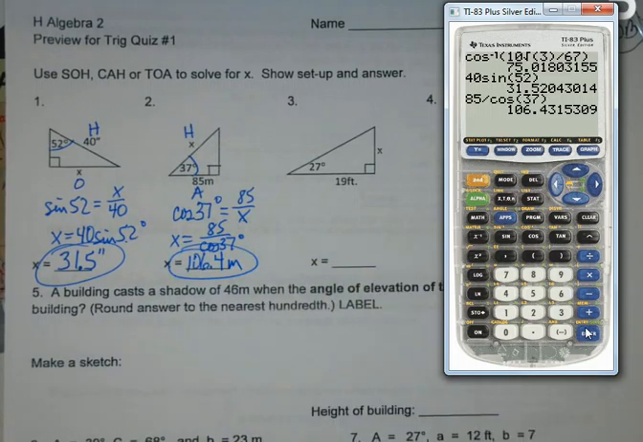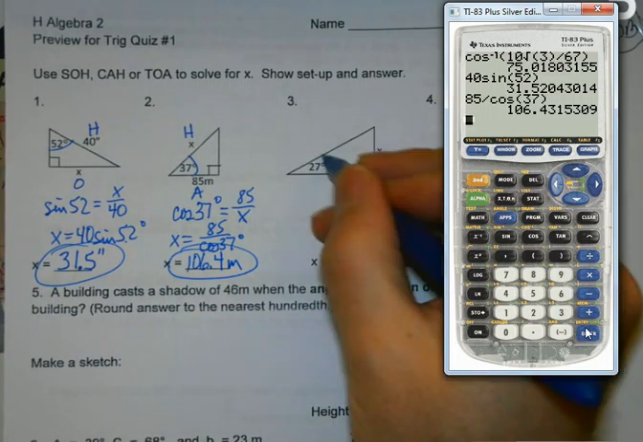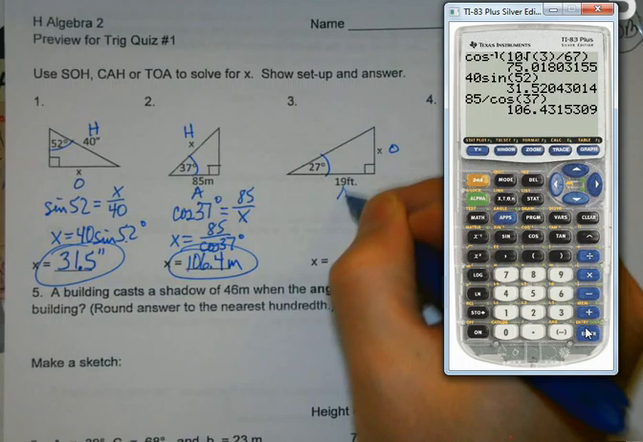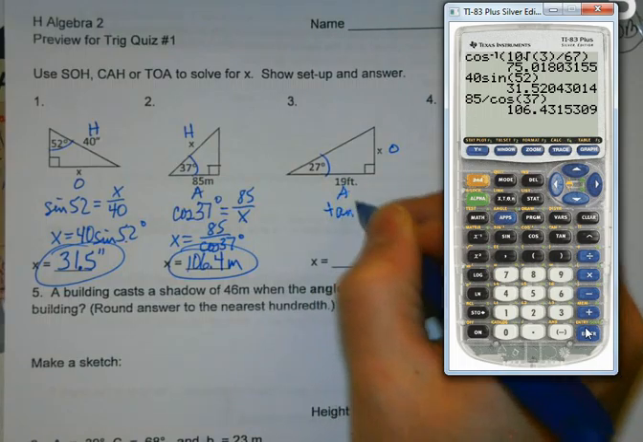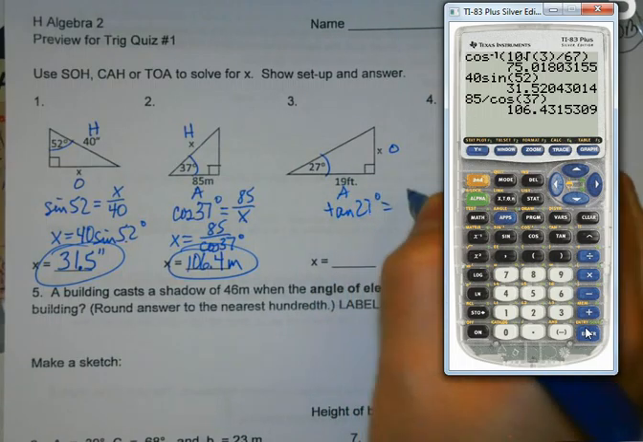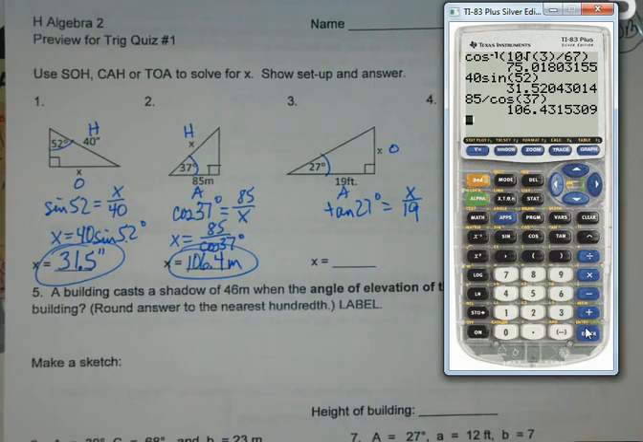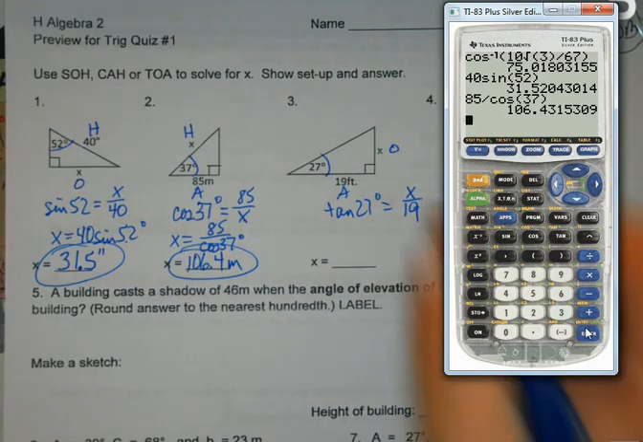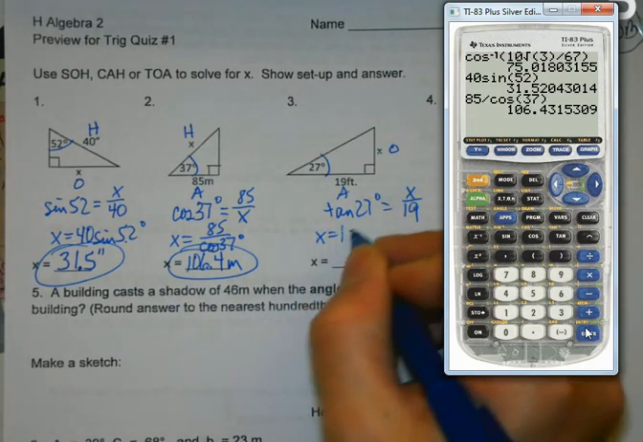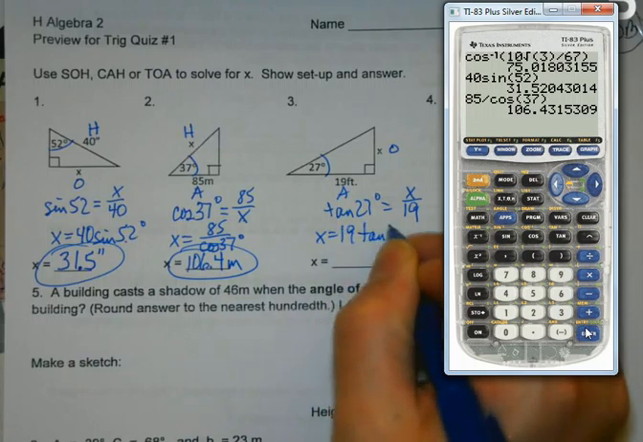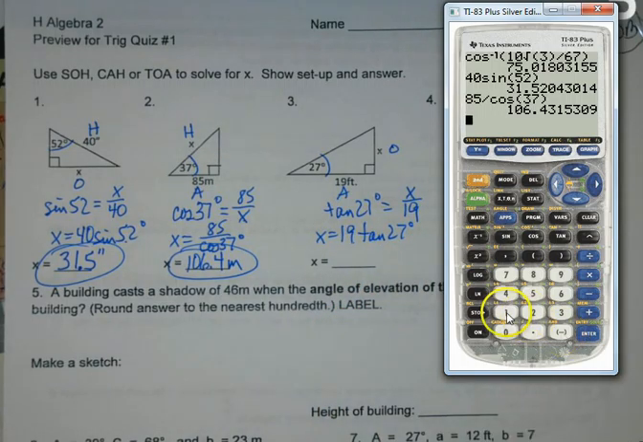And get my value. And I'm just going to keep running through these. Okay, opposite and adjacent, which is tangent. Again, here, my x value is up top, so I'm going to go ahead and multiply times the tangent of 27.